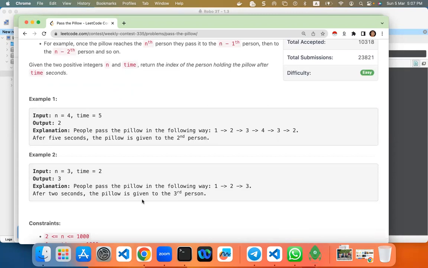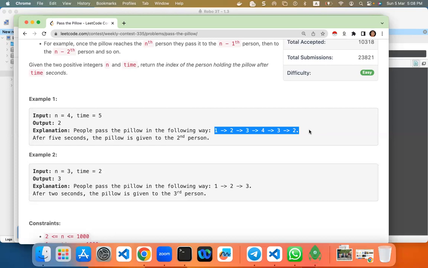I kept subtracting n minus 1 every time from the time and took a flag which told me the direction. First time it was 1, so I XORed it with 1. So every time it keeps changing, 0 to 1, 1 to 0. And finally, whenever time is less than n minus 1, I looked at which direction it is. If it is forward, I can directly print time plus 1. If it is reverse, then I subtract n minus time.